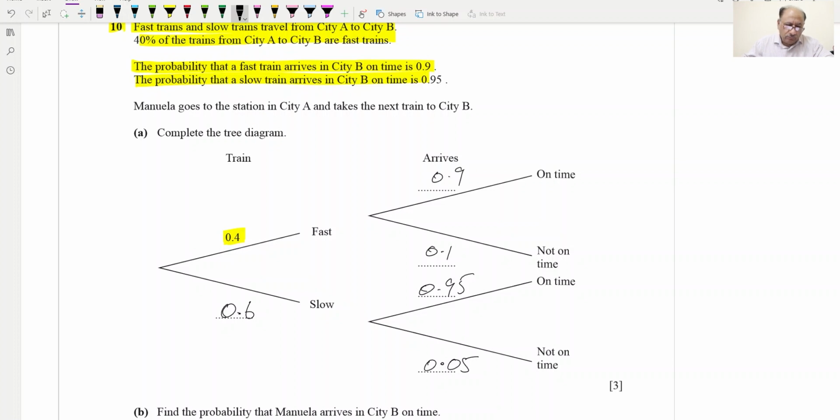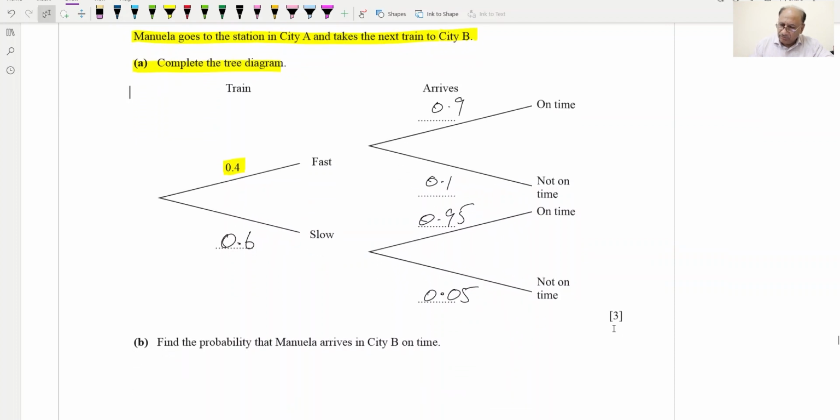Now Manula goes to the station in city A and takes the next train to city B. Complete the tree diagram, which we have already done, and completion is for 3 marks. Then they're saying find the probability that Manula arrives in city B on time.